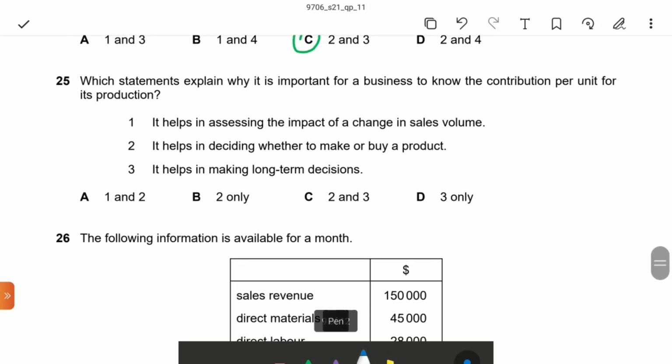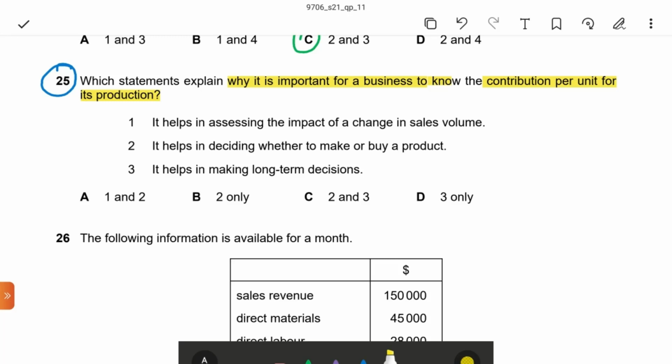Next, question number 25. Which statements explain why it is important for a business to know the contribution per unit for its production? What is contribution? Selling price minus variable cost. After we deduct the variable cost, the business wants to know the contribution. Then the business knows how much profit it is going to get. So they are given the options.